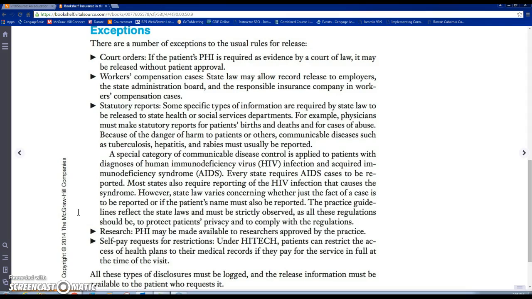The only time there's an exception to the HIPAA rules for release of records is a court order. If it's required as evidence, they don't have to have your approval. Workers' compensation cases, and that's because the insurance company, the employer, is responsible for your bill and what's going on, so they have a right to that information.